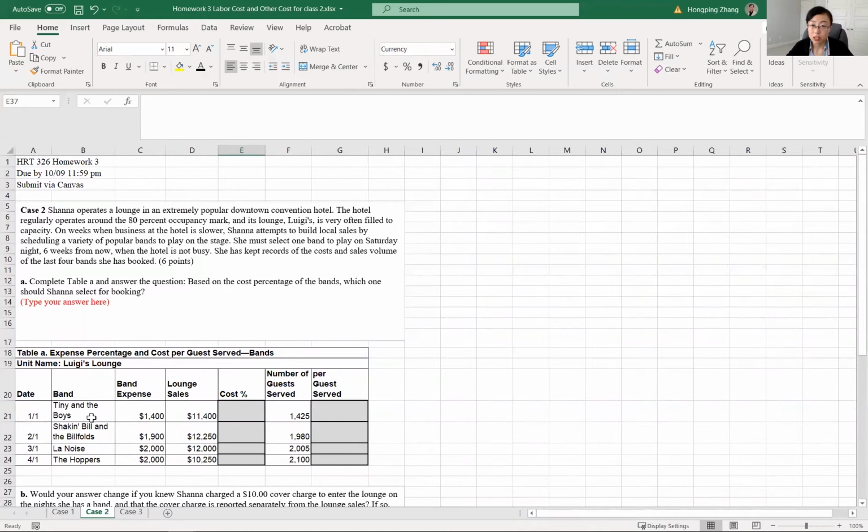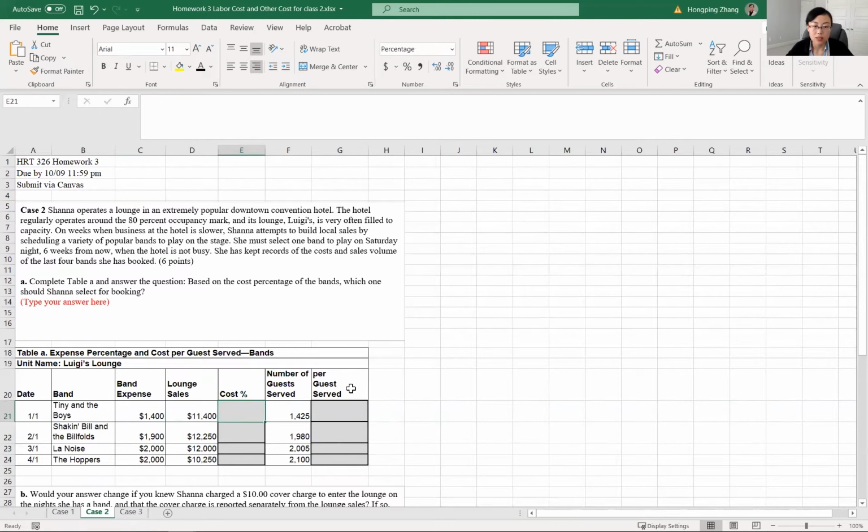these are the information about each band, how much we have to pay to each band, and the predicted sales on that day with that band. Therefore, the cost percentage is basically your band expenses. So the cost is talking about the band cost, right? Band cost percentage. So it's using this number divided by sales, which gives you a percentage.